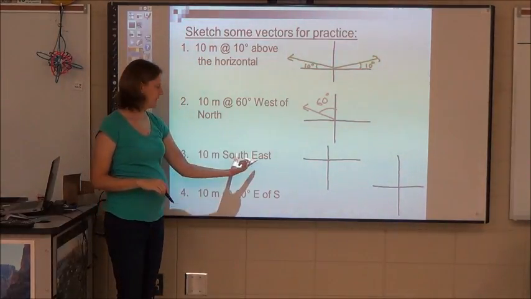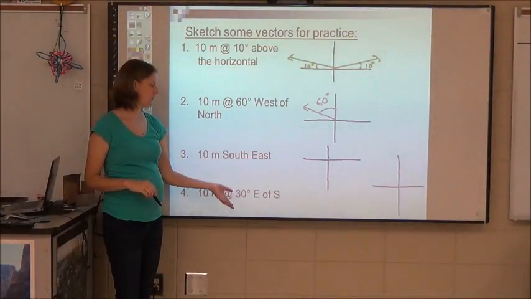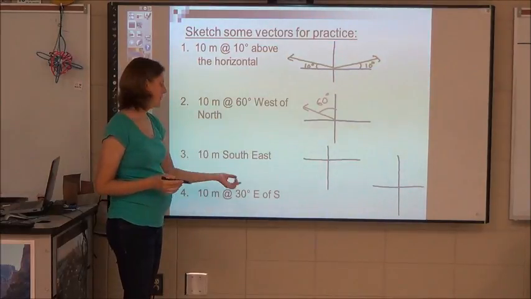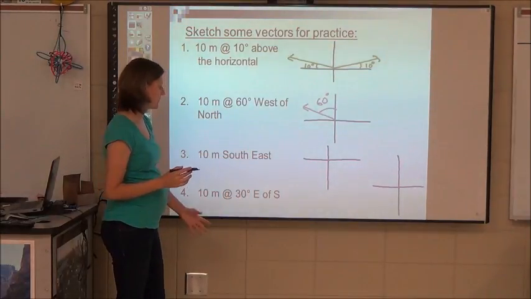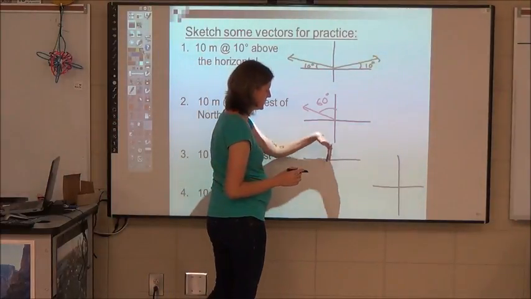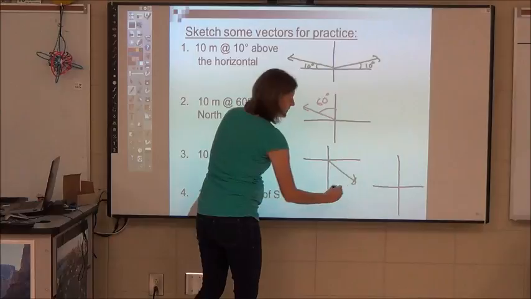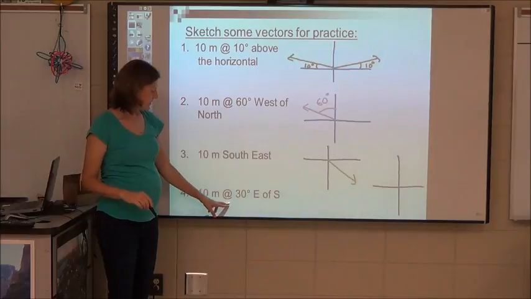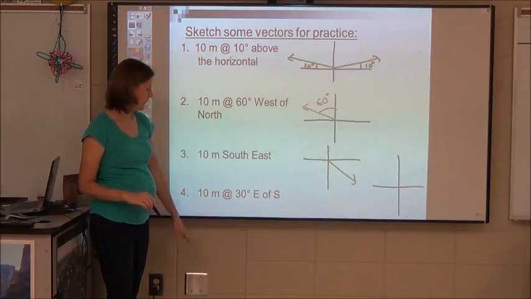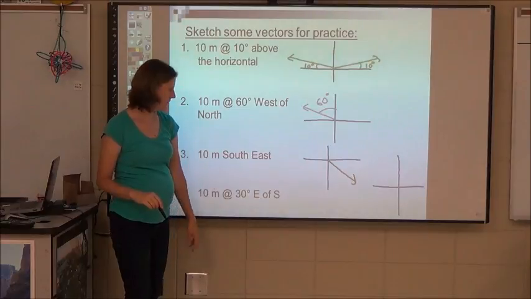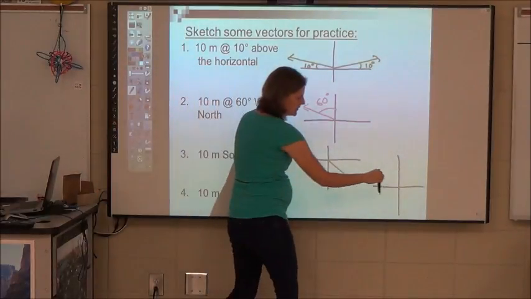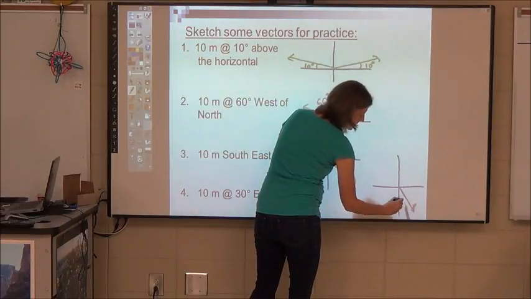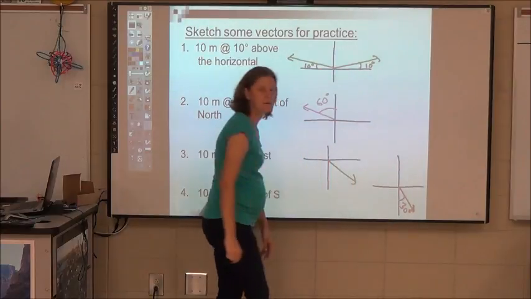3, 10 meters southeast. If it says directly southeast, northwest, something like that, there's no angle in here. That does mean exactly in the middle of south and east. So that'd be 45 degrees, sort of in between south and east. So east is right, south is down. So right smack in the middle there. And last one, 10 meters at 30 degrees east of south. Okay, start at the second word, south, move towards the east. So 30 degrees east of south. So something like that.